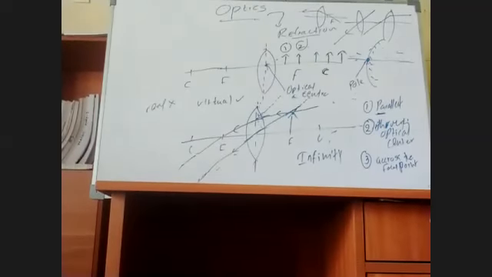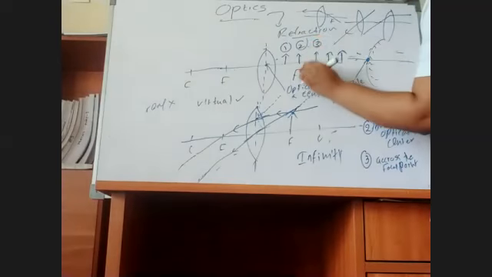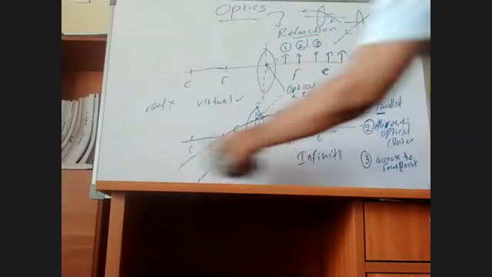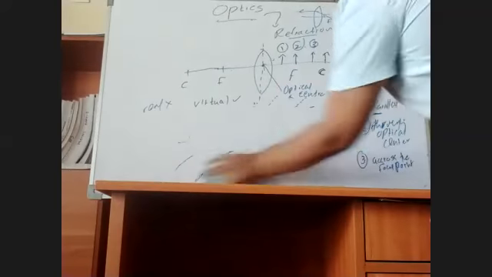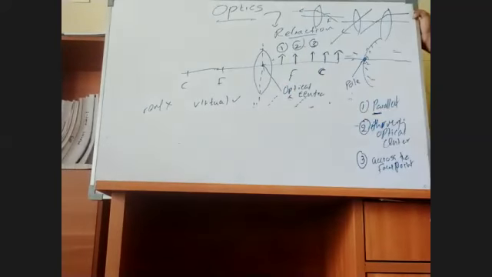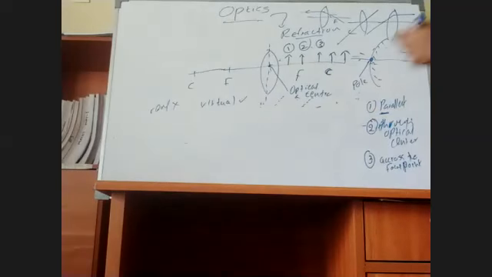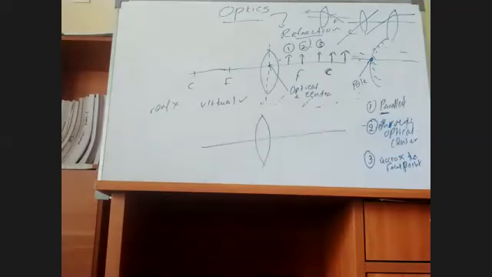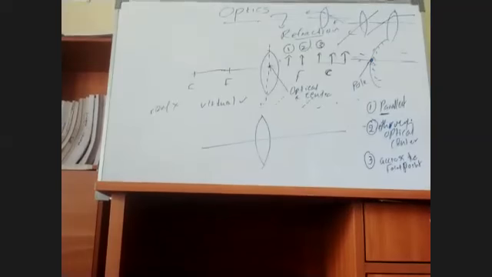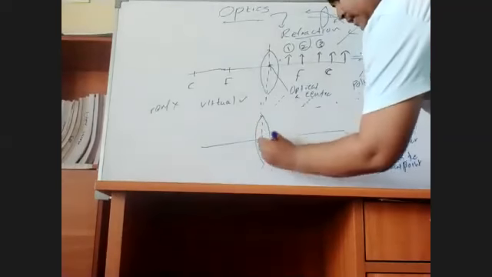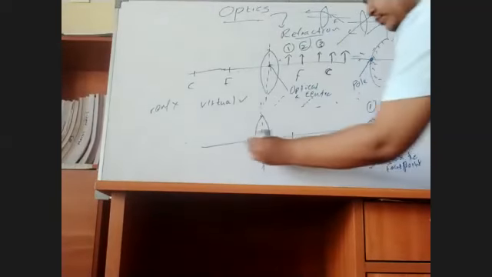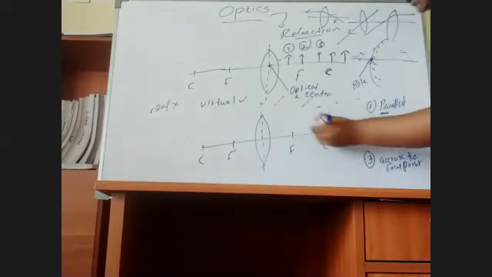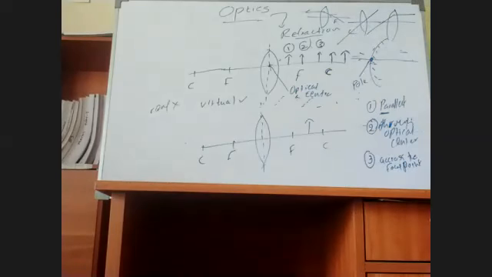Okay, then we'll move on to the third position, that is the object is placed between the focal length and the center of curvature. So it goes like this. The principal axis is there, the lens is there, and the optical center is here, focal length, center of curvature. Okay, now the object is between the focal point and the center of curvature.